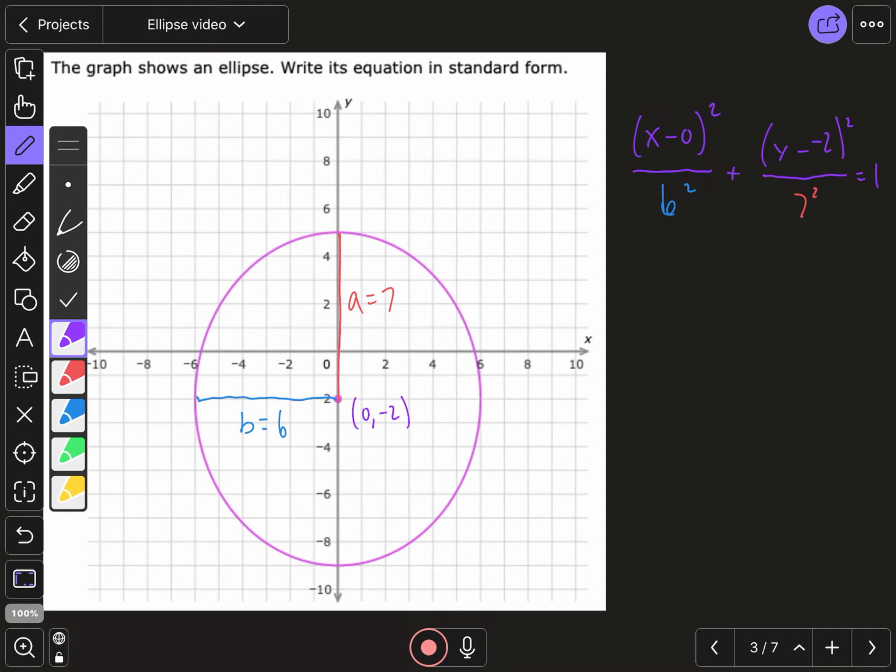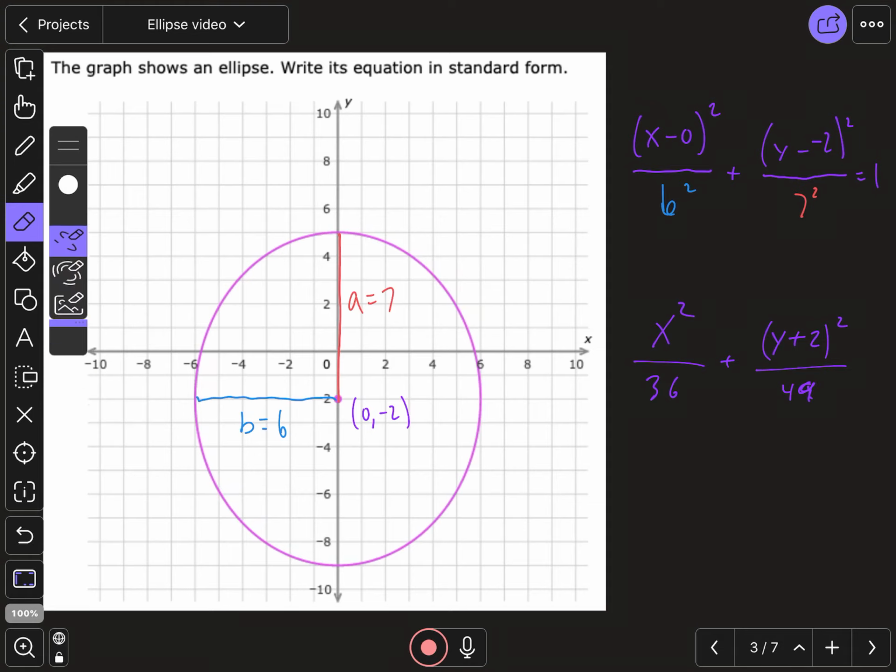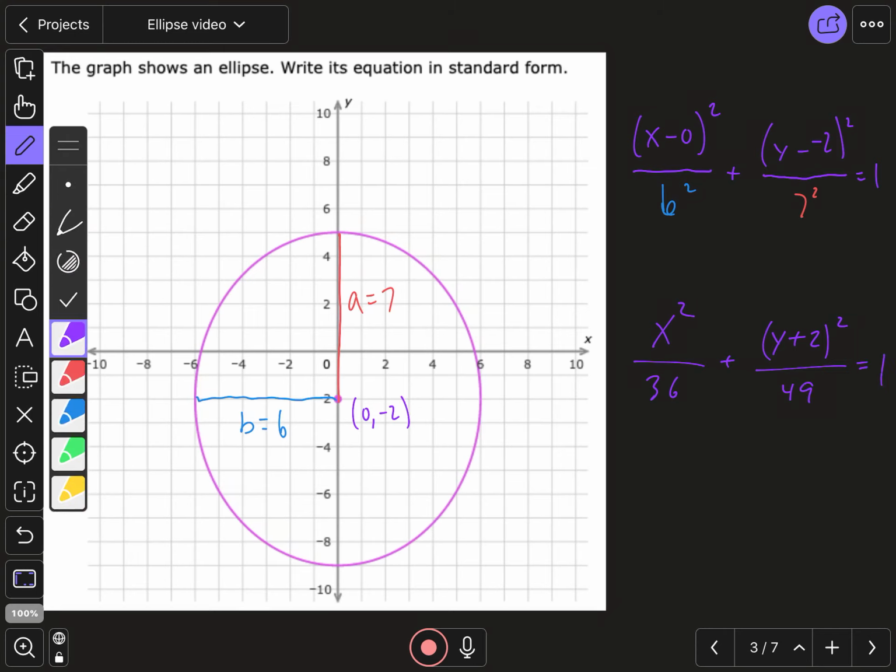So the simplest way to write that would just be x squared, since x minus 0, over 36, plus y minus -2, which is y plus 2, squared over 49, equals 1. So that would be what you would type into IXL. On the next couple examples, I'm going to go straight into the simplified version, just to show you how you can do it faster, or kind of in your head, without having to write it all down.